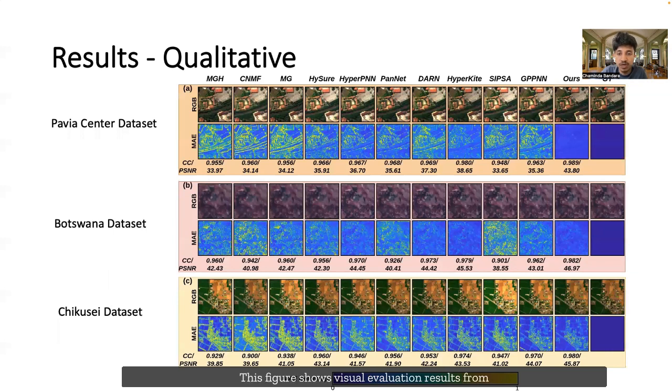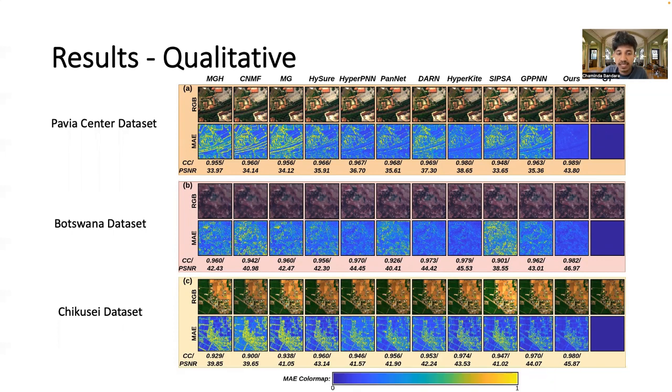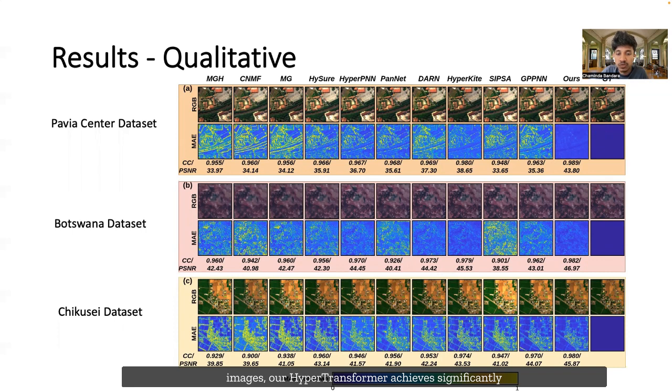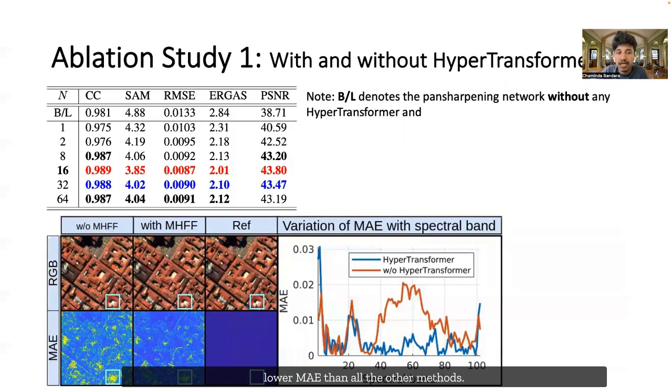This figure shows visual evaluation results from the testing set of each dataset. We present the synthesized RGB images along with the corresponding mean absolute error maps between the reconstructed HSI and the reference HSI. As can be seen from the MAE images, our HyperTransformer achieves significantly lower MAE than all the other methods. Let us now move on to the ablation studies.